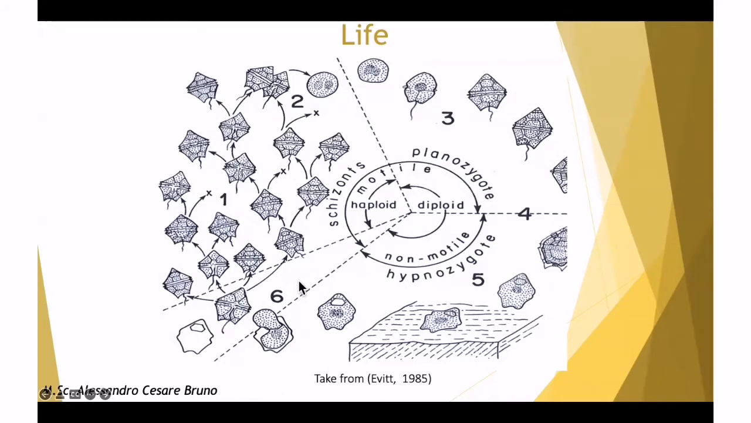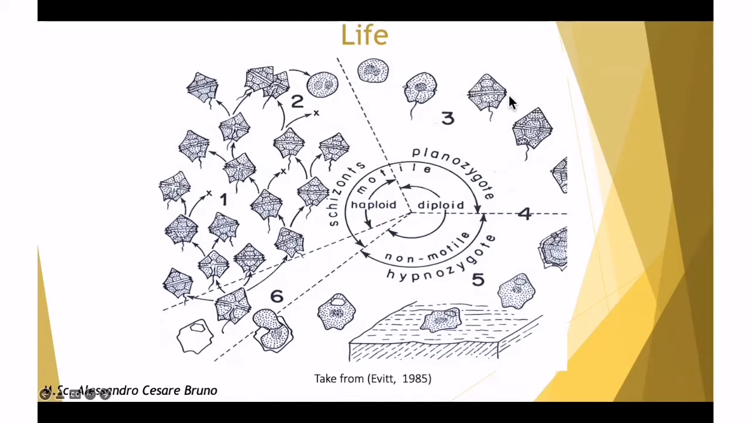And in this picture, we can see the life cycle of dinoflagellates. We can start from here, from number one. These are dinoflagellates that reproduce principally by mitosis and meiosis. After the reproduction, they create a theca. We are going to see later the creation of the theca. They create a theca, and they live in the sea normally.